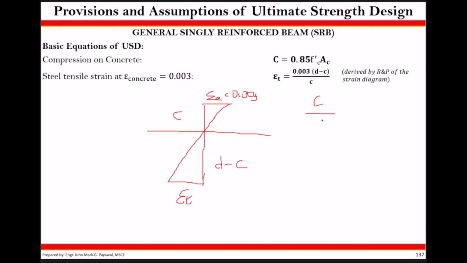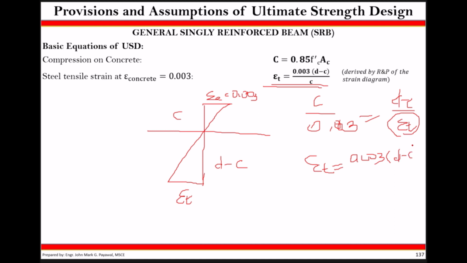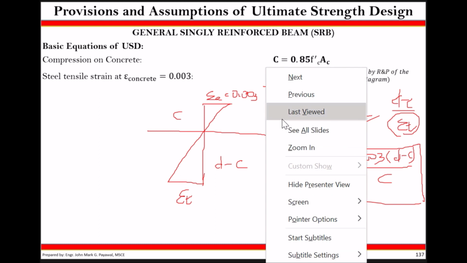Gawa natin C over 0.003 is equal to D minus C multiplied by E sub T. If we solve for the value of E sub T, this would be simplified in this form. Okay? Ilagay lang natin, cross-multiplying, 0.003 D minus C over your C. Something like this. Okay? So, either you remember the concept, or if you are a kind of student who remembers formulas, okay lang din yon. Pwede naman yon.